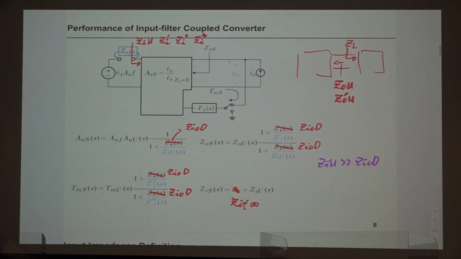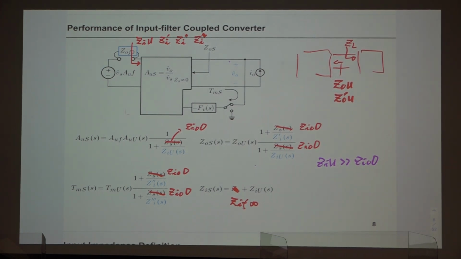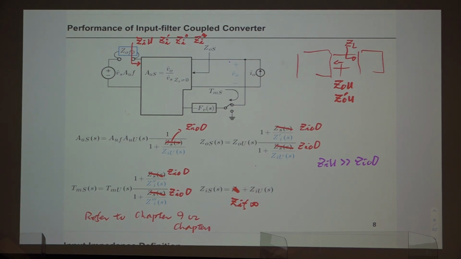and we went through this in chapter 9. Refer to the content of chapter 9, or chapter 1 in your book, chapter 9 in the original book. Okay, so this is audio susceptibility.